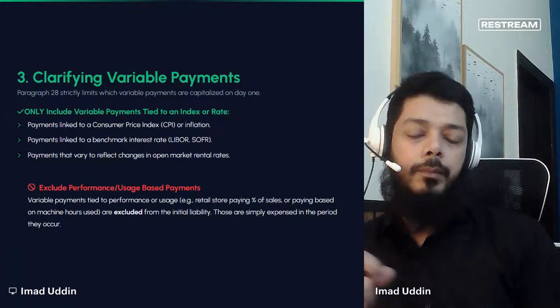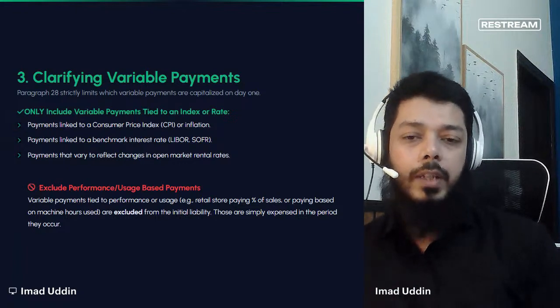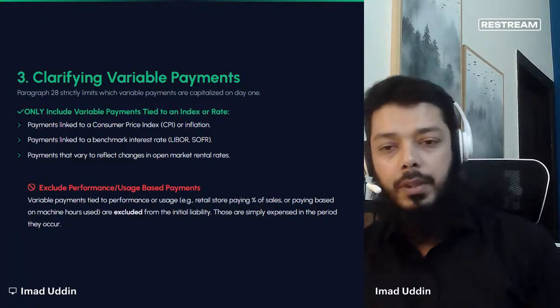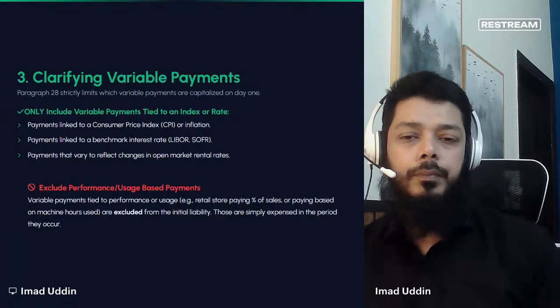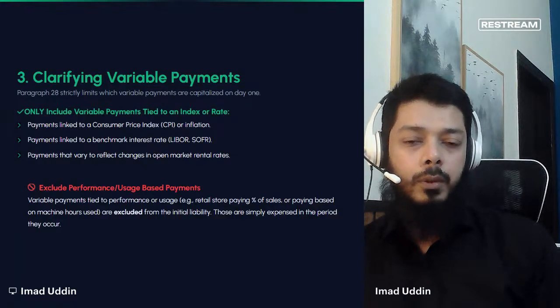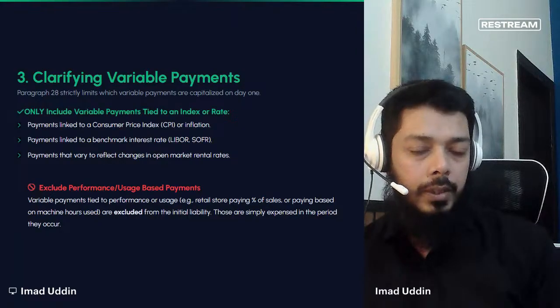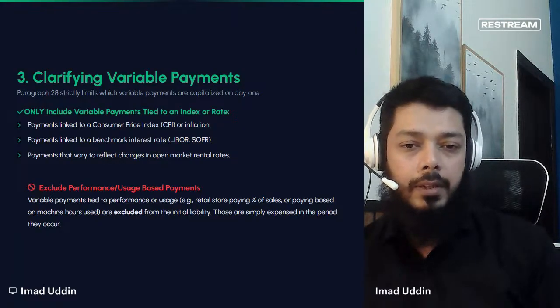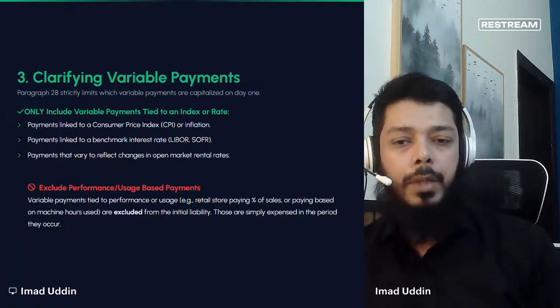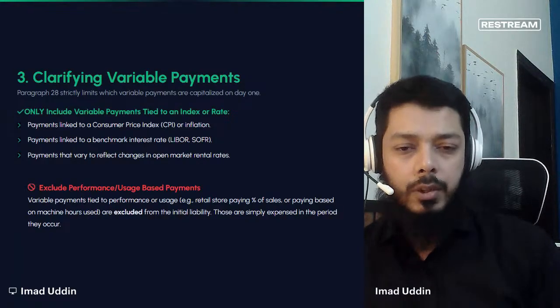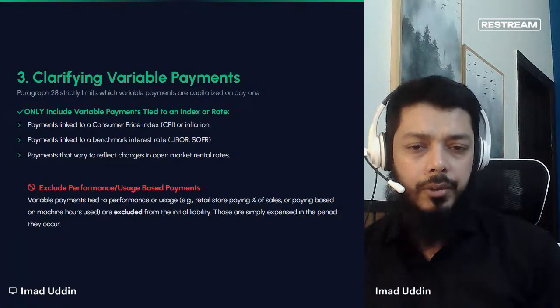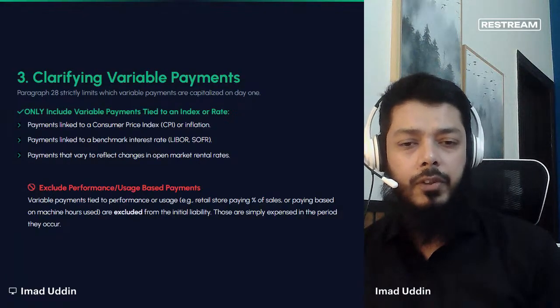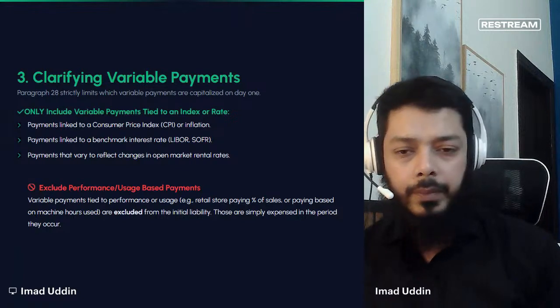All right. So what are variable payments? We talked about the payments that are included and that are not included. Let's just clarify them quickly again. To summarize, under IFRS 16, the lessee includes in the lease liability only variable payments tied to an index or rate, which may include payments linked to a consumer price index or inflation, payments linked to a benchmark interest rate, and payments that vary to reflect changes in open market rental rates.